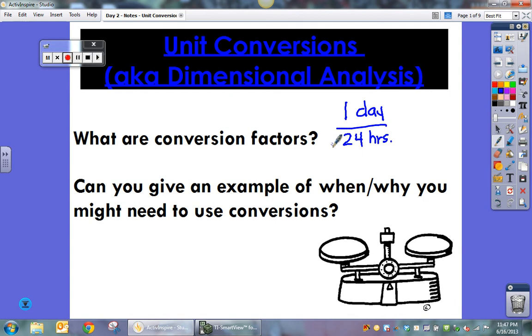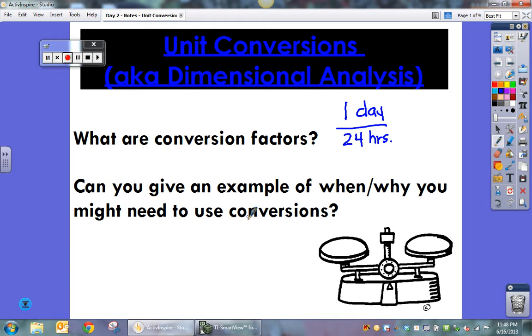So what is a conversion factor? Conversion factors are ratios written in fraction form, so here's my fraction, that can express the same value or quantity in two different units. So I've expressed the same quantity, the same amount of time, but in two different units. The numerator is in days and the denominator is in hours.